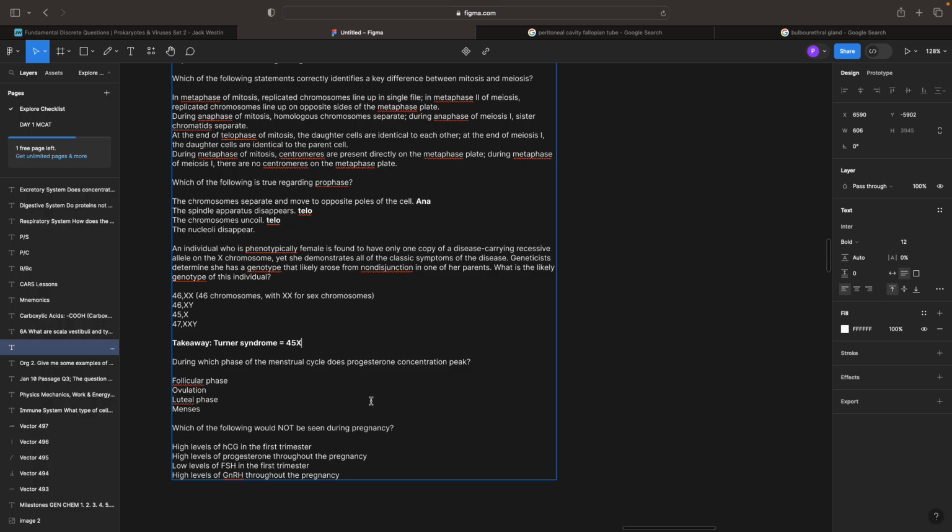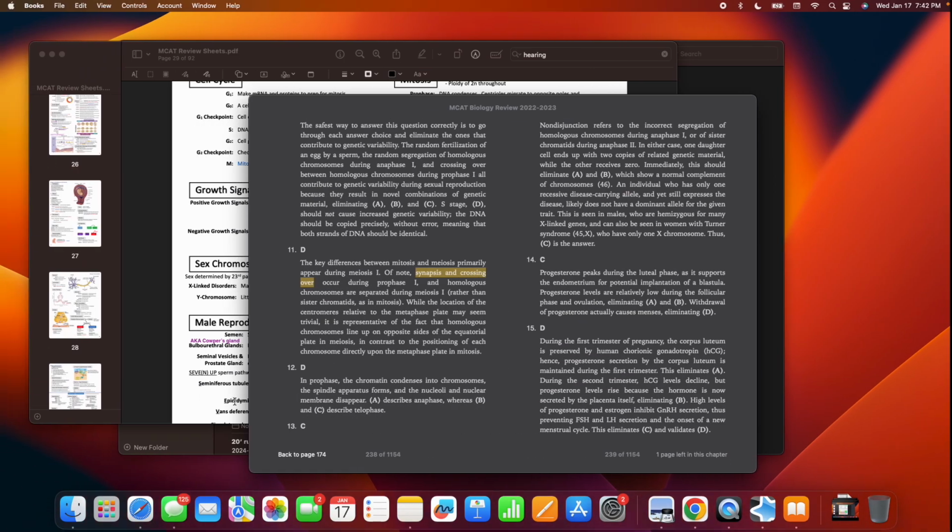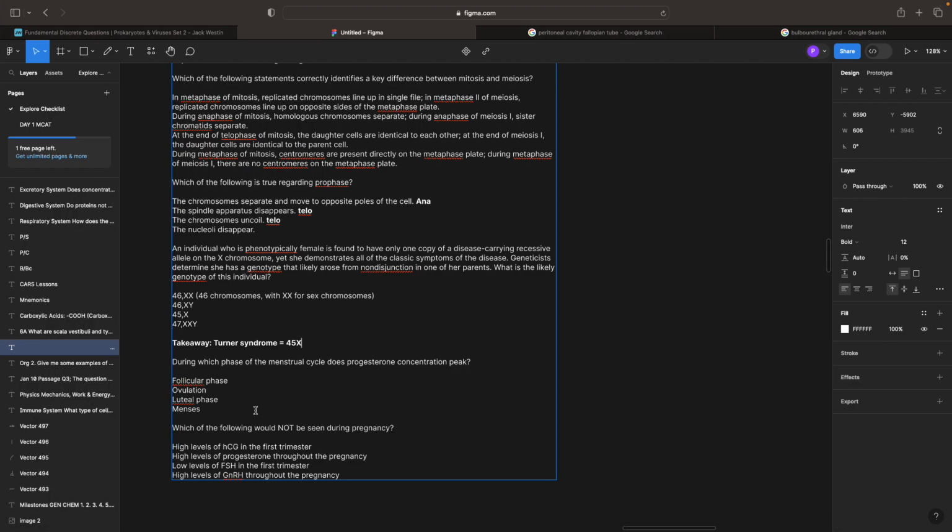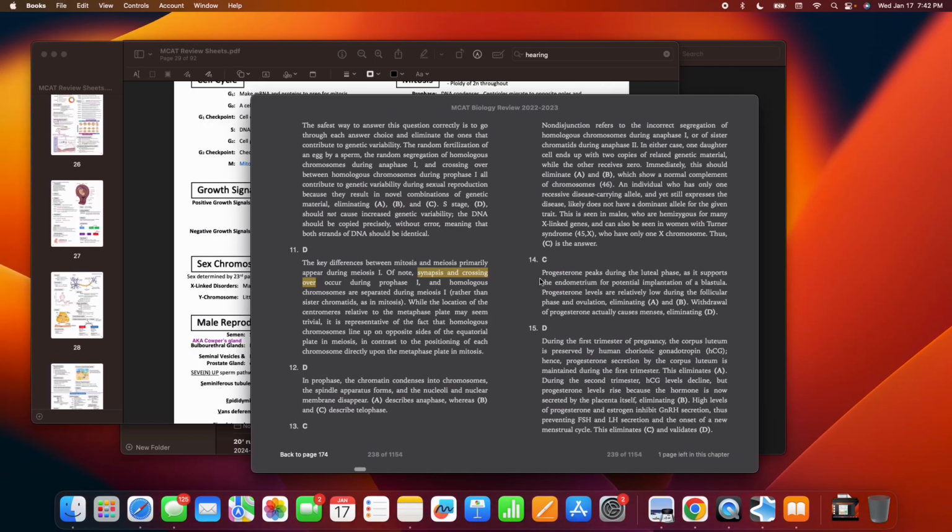During which phase of the menstrual cycle does progesterone concentration peak? Come on, that is in the luteal phase. Sorry, yeah. Progesterone peaks during the luteal phase as it supports the endometrium for potential implantation of a blastula. Progesterone levels are relatively low during the follicular phase and ovulation. Withdrawal of progesterone actually causes menses.